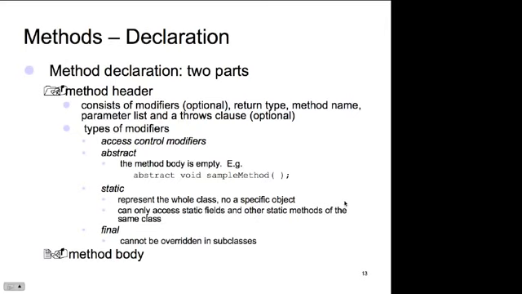Static represents the whole class and not a specific object. Well, I think they should say not a specific object. There's a typo on the slide. It can only access static fields and other static methods of the same class. Final can't be overwritten by a subclass.